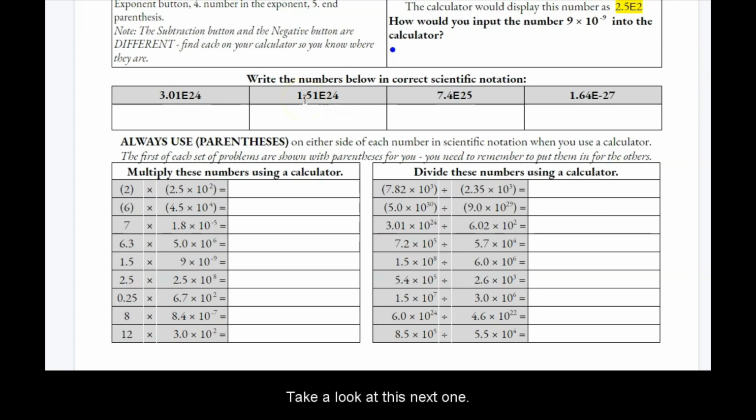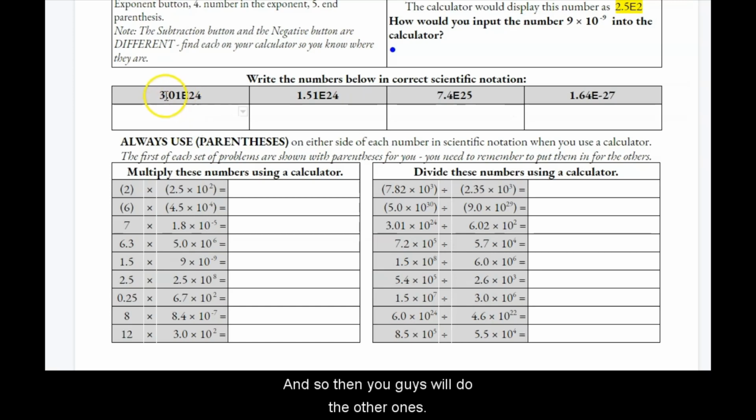Taking a look at this next one, it's basically just checking to make sure we know what that E stands for. And so let me do the first two here, and then I'll do this one here, and then I'll do this one on the paper, okay? And so then you guys will do the other one.